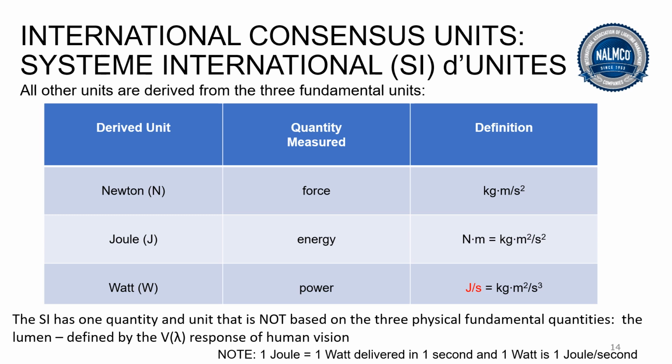There's only one quantity and unit in the SI system that's not based upon these three fundamental quantities. That's the lumen, defined by the spectral response of the human vision, V lambda. Well, not that you need to remember these definitions, but I wanted to introduce that we need to talk about wavelength. We need to talk about energy and energy per unit area delivered, and watts and watts per unit area delivered. And we'll get to that.